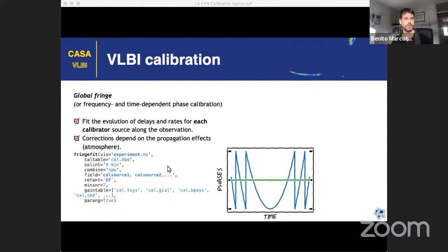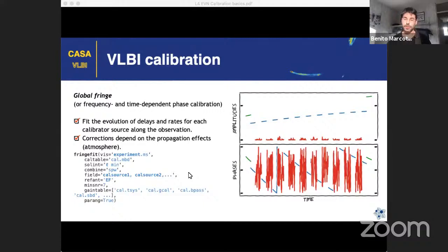So that's why, depending on how bright your calibrator is, you may prefer to conduct the instrumental delay correction and then a global fringe, or if you have enough signal to noise, you can do a global fringe and that's it. But in that case, you need to do it subband independent. And of course, all these corrections have been done in the calibrator.